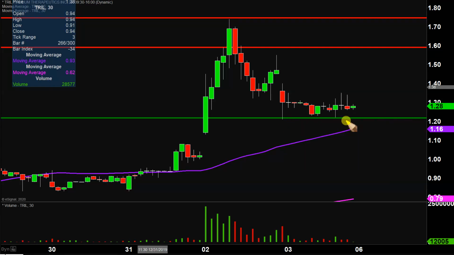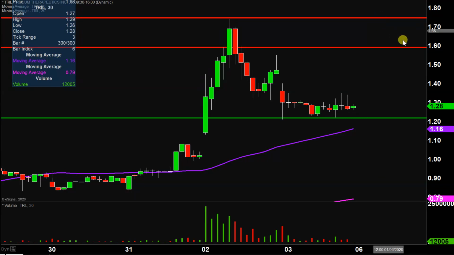In the event, though, this $1.22-ish area does not hold up, the next key level of support you would then want to turn your attention to is the purple line there, the very famous 50-period moving average, which is currently valued at $1.16. So again, right around $1.22, and then the 50-period moving average are going to be the key levels of support going into next week.